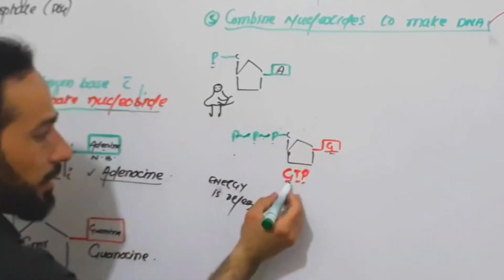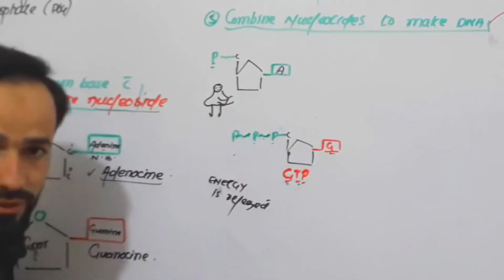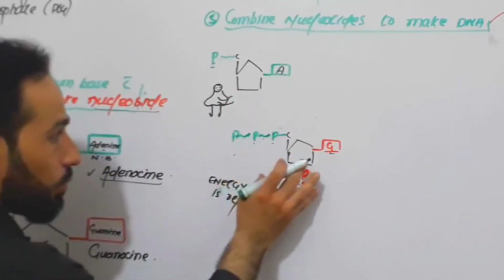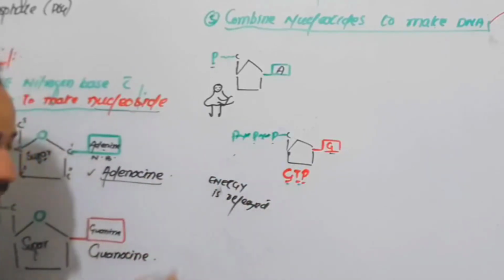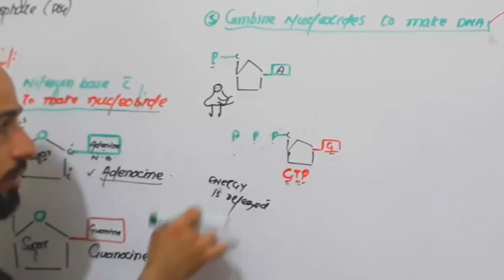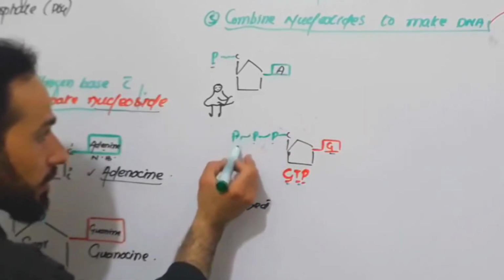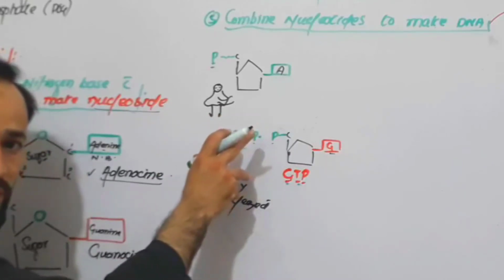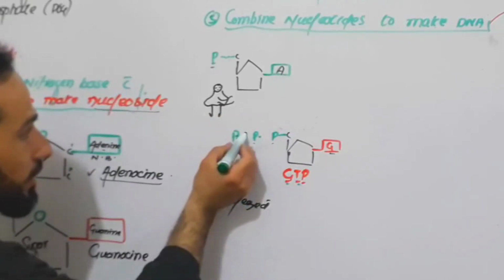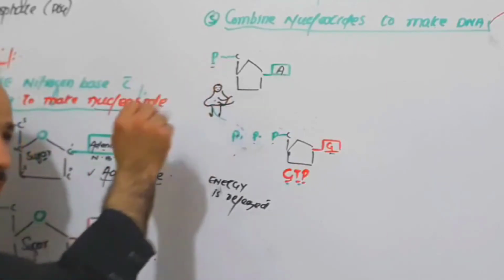Guanosine triphosphate has come and wants to make a bond here, right? Now what will it do? It will lose these 2 pyrophosphates. These 2 phosphates will be lost. When these phosphates are lost, energy is released to the system, right? When the energy is released, this energy is utilized by this enzyme, and this enzyme is activated.